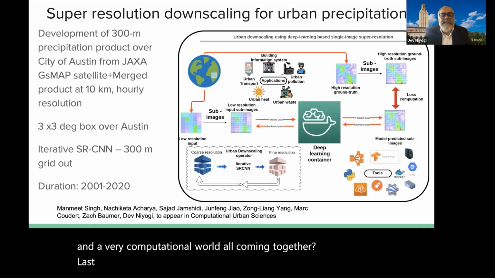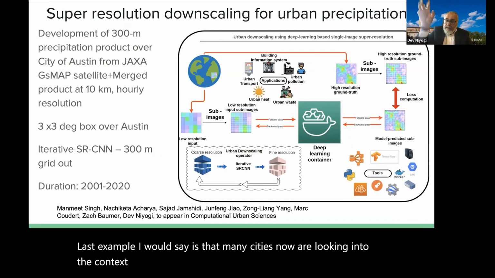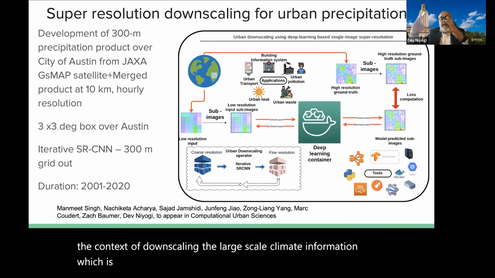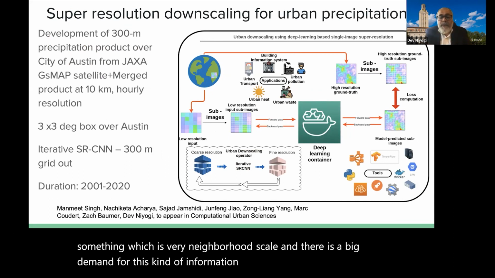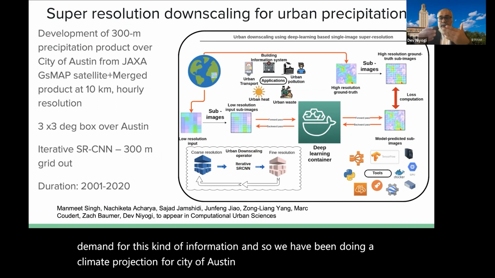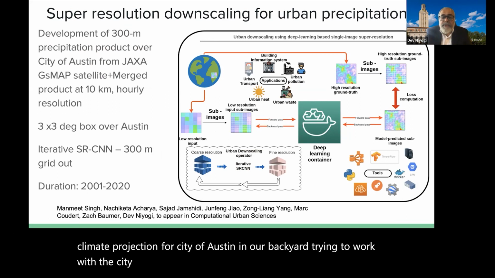Last example I would say is that many cities now are looking into the context of downscaling the large-scale climate information, which is typically available at a 100 kilometer by 100 kilometer grid, to something which is very neighborhood scale. And there is a big demand for this kind of information. And so we have been doing a climate projection for city of Austin in our backyard, trying to work with the city, what they can be doing with regards to changes.